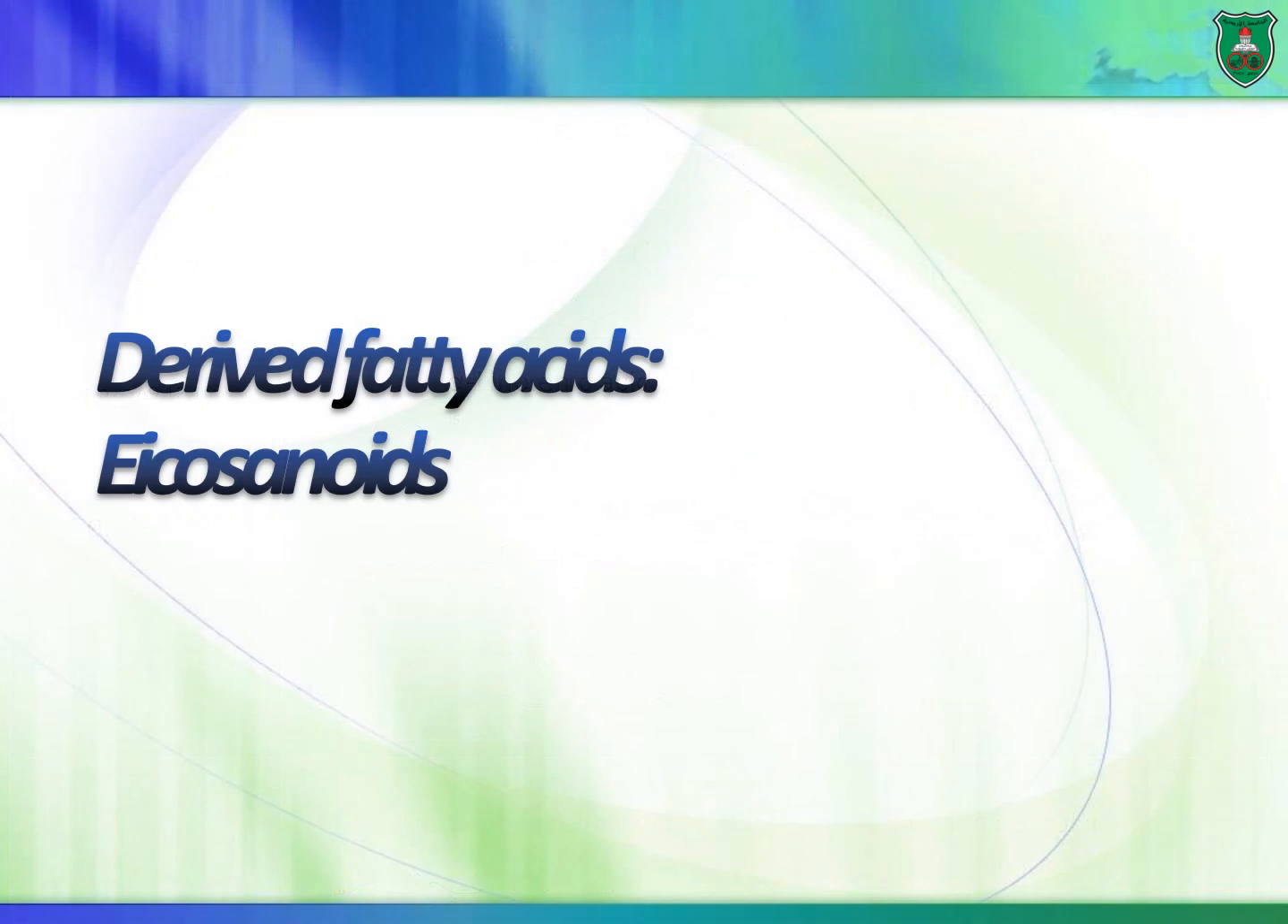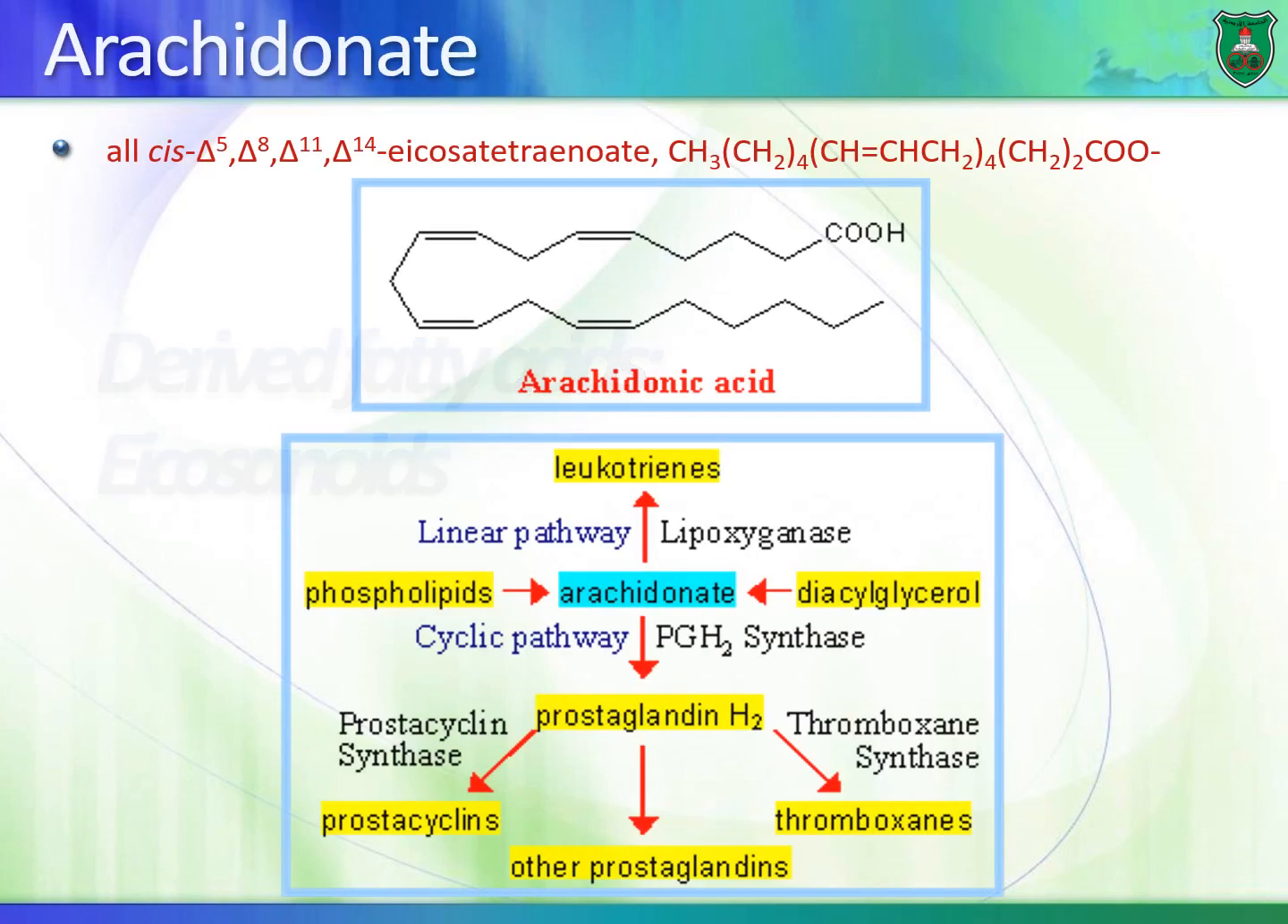Now, we have a class of lipid molecules known as eicosanoids. Now remember, eico means 20. So these are all 20 carbon fatty acids, and that's an important class of fatty acids.